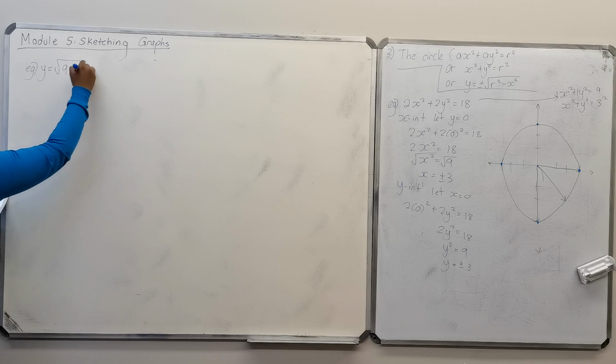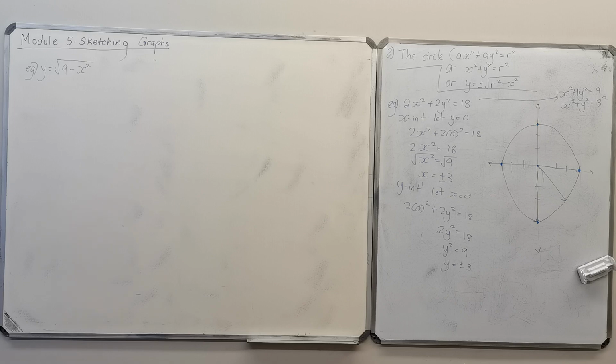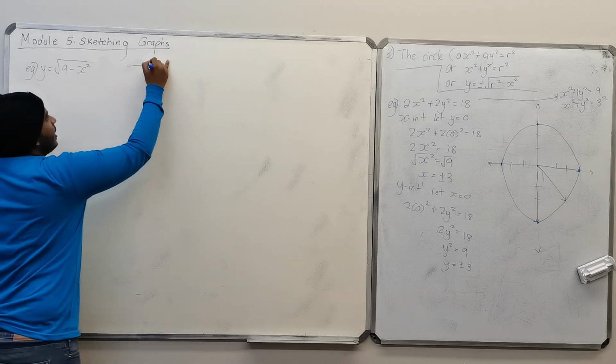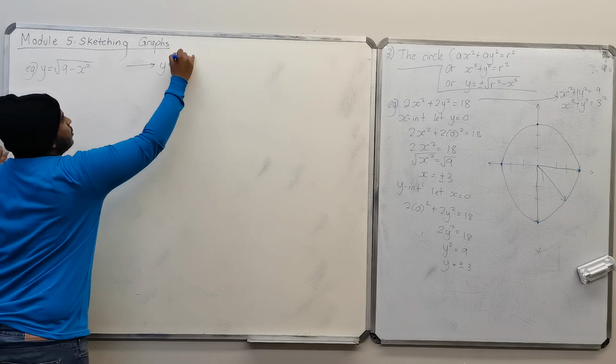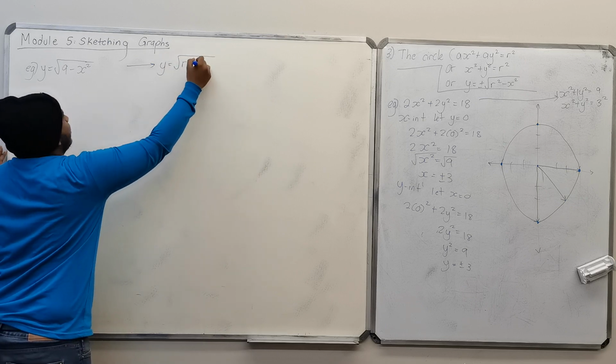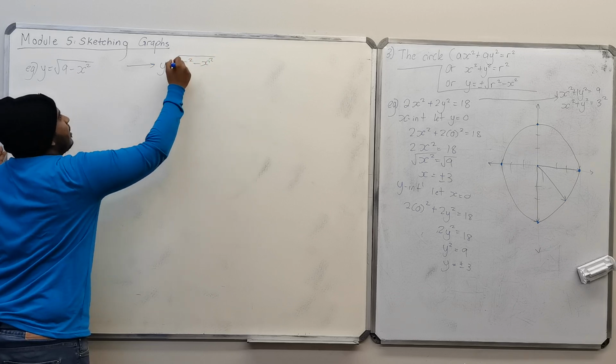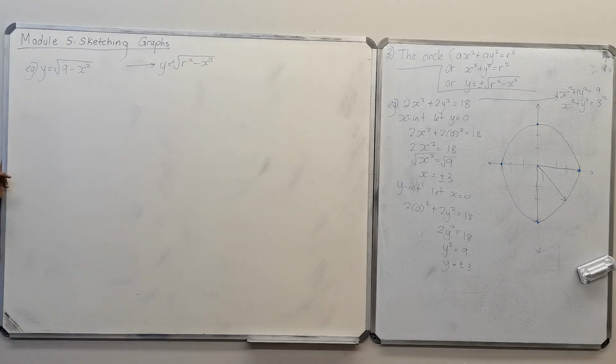Okay, now if they give you that, what formula is it? It's still a circle, right? It's that formula where you would say y is equal to the square root of r squared minus x squared. But remember, now it's only a positive. It's not positive and negative, because they only gave you y is equal to positive square root of 9 minus x squared. They never tell you plus minus.